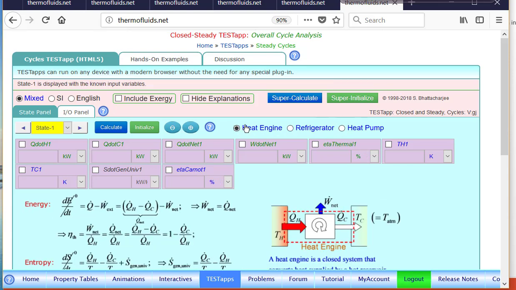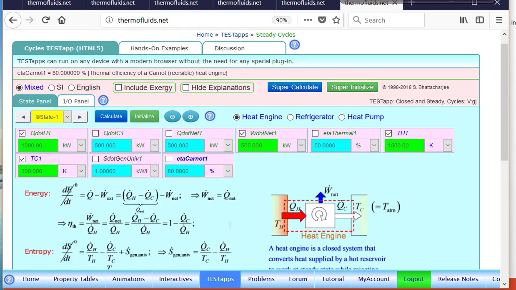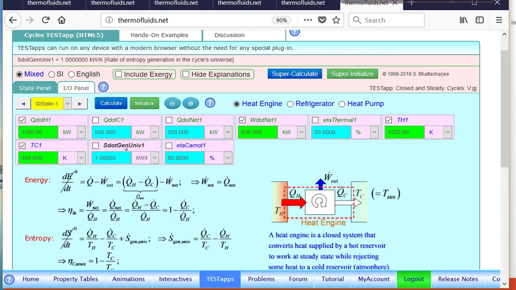To solve a heat engine problem, maybe the heat supplied to the heat engine is 1000 kilowatts, let's say, and it produces 500 kilowatts of power. So we already know the thermal efficiency should be 50%. It's kind of obvious. And suppose the hot reservoir is at 1500 Kelvin and the cold reservoir is at 300 Kelvin. Let's see what the Carnot efficiency is. It's 80%, obviously, 1 minus Tc over Th, which is given here. And notice that the entropy generation rate is also found.